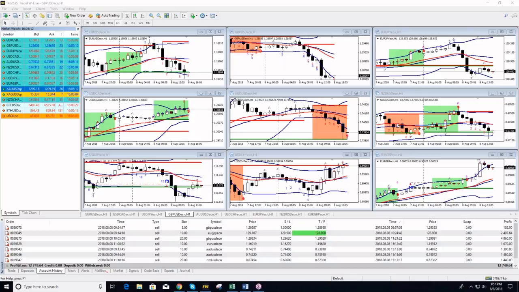We have at midnight, that's at 9 p.m. UTC time, interest rates for the Kiwi, for New Zealand. Expectations are talking about keeping the interest rate steady at 1.75%. And of course, we have the Reserve Bank of New Zealand press conference at 10 p.m.